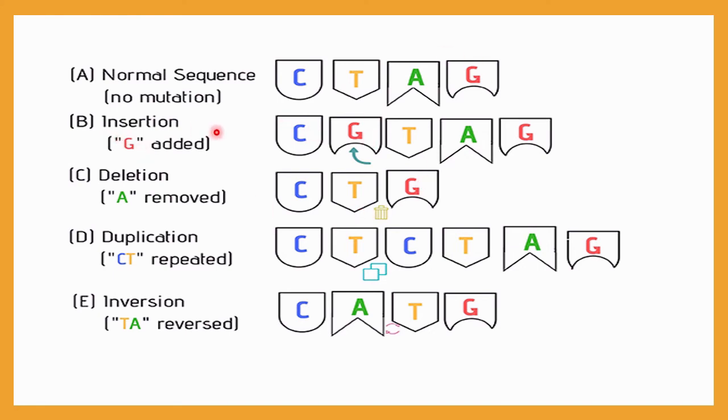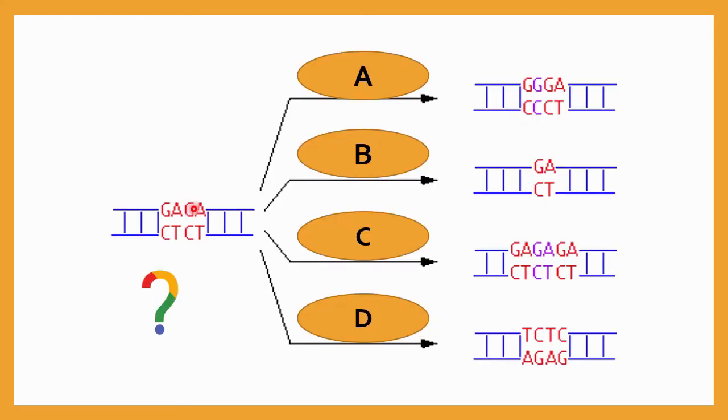What is insertion, what is deletion, duplication, and inversion. Next, in this slide you can see A, B, C and D given. You have to identify what is A, what is B and what is C and D. This is the normal sequence.